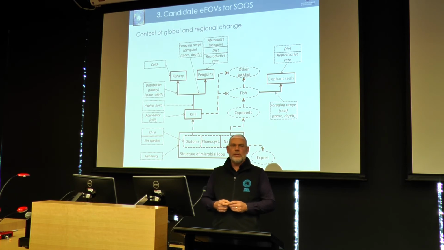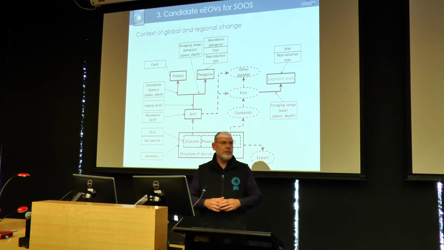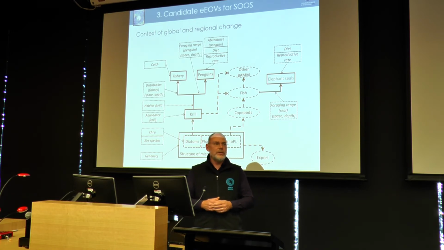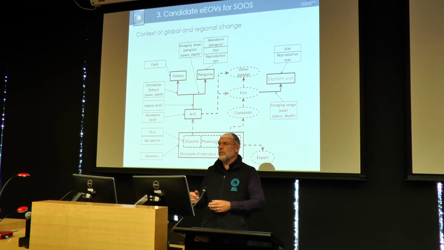If we want to look at the context of global and regional change and what impact that might have on the fishing system, you can see in the centre there, there's still the krill fishery penguin system, but you can see all the other variables that we might need to measure.